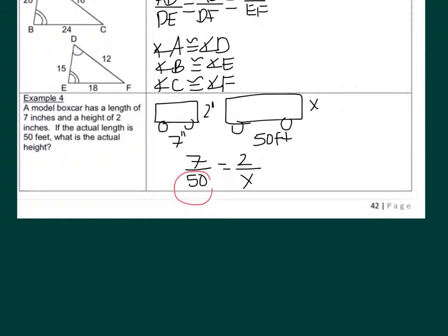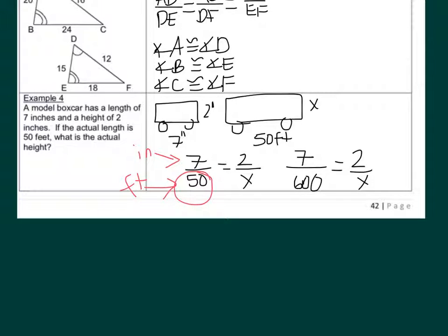But wait, Mrs. Martinez, you say, this is in feet and this is in inches. That's right. In order for this to work, our units have to be the same. So we can make a choice either to convert 7 into feet or 50 into inches. In this case, I would rather turn 50 into inches. I know there are 12 inches in every foot, so that's 600 inches in this case, would be equal to 2 over x.